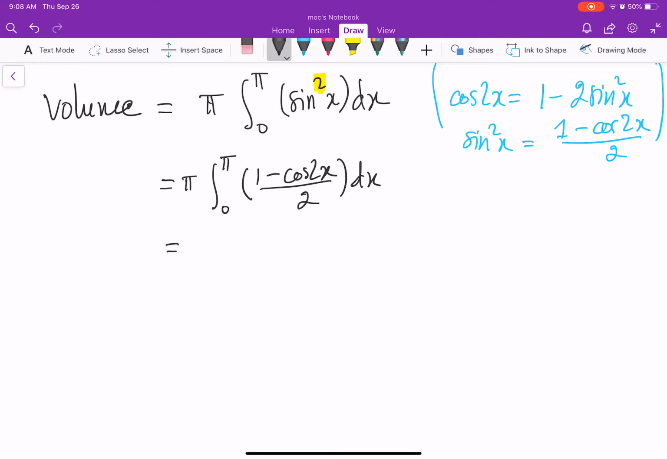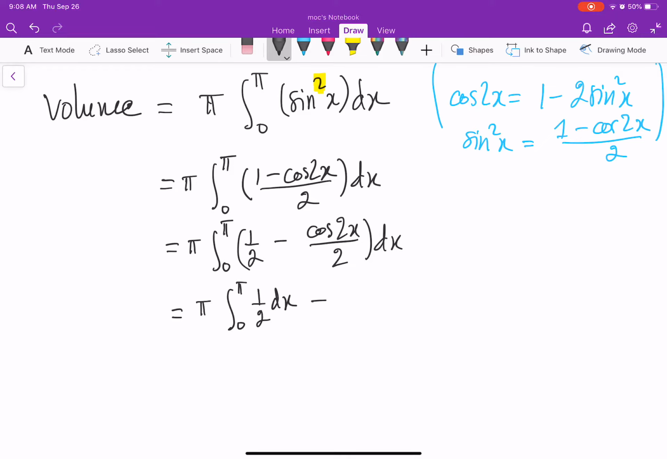I have just pi from 0 to pi, 1/2 minus cosine of 2x over 2 dx. And then we can split this integral into two integrals. The first one is pi from 0 to pi, 1/2 dx. The second one is pi 0 to pi.